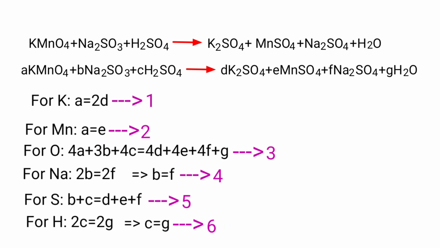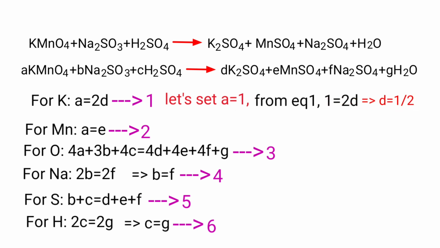Now you can solve the 6 simultaneous equations. It looks almost impossible, but we know that the coefficients must be integers. Let's set A is equal to 1. Then from equation 1, 1 is equal to 2D. So D is equal to 1 by 2. From equation 2, 1 is equal to E. So E is equal to 1.